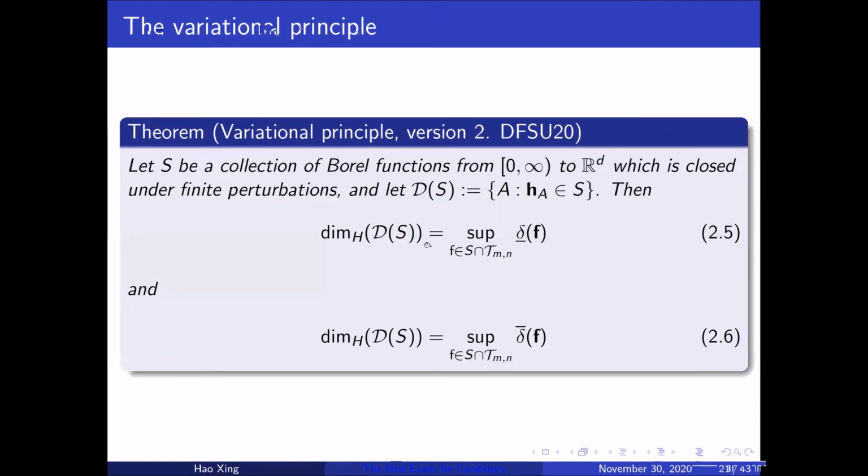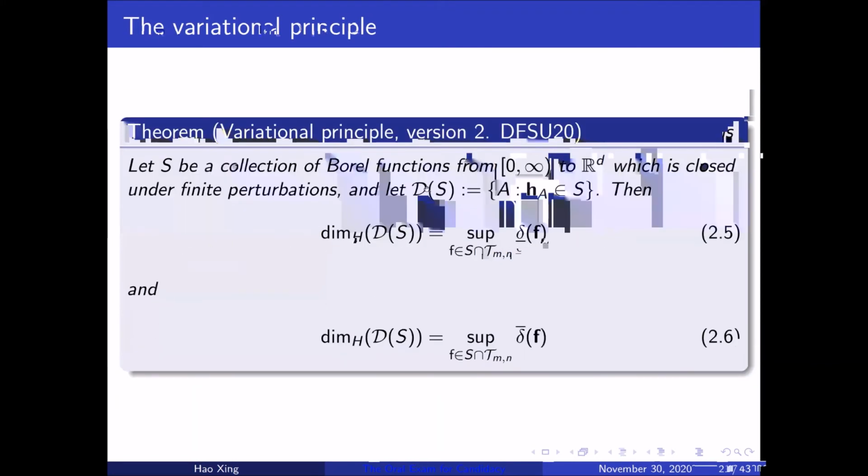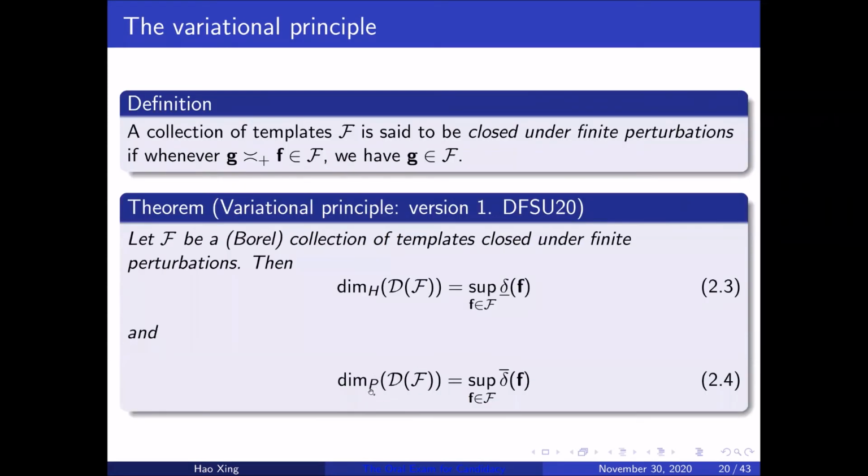The second version of the variational principle says if you have a collection of derived functions, which is closed under finite perturbations, which does not necessarily consist of templates, then we can restrict our supremum to those templates in S. Previously, this was my typo. There should be P here, the packing dimension. Okay.